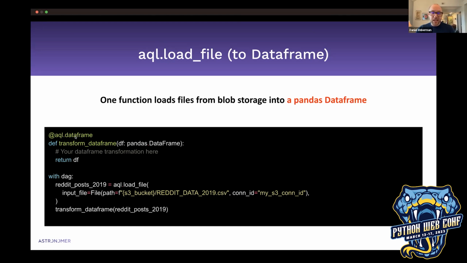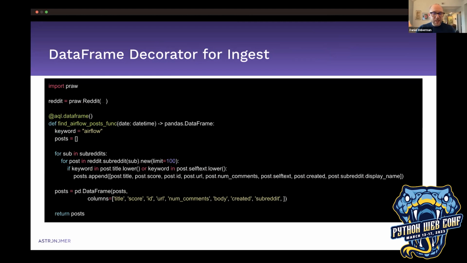And then we can use aql.dataframe, which we'll talk about more, to take that data frame and run Python transformations on it. Now, the aql.dataframe function is pretty interesting in that you can also use it as its own form of ingest. So let's say you want to take data directly from Reddit, but you want to modify it in a special way. So in this case, you want to do pre-cleansing.